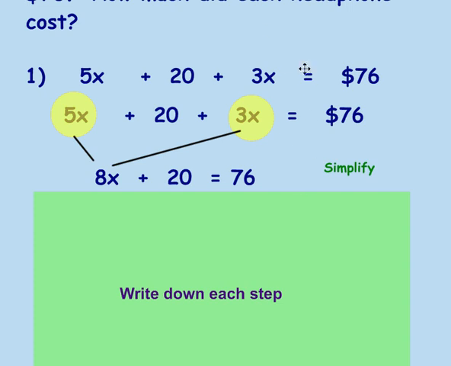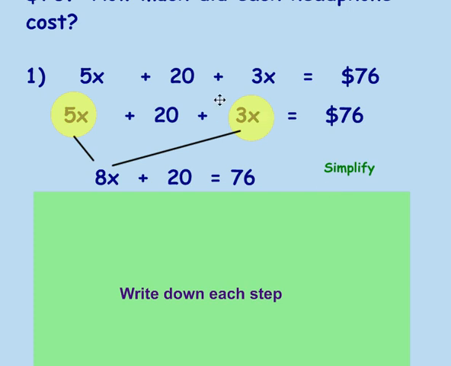Think of this equal sign as the divider. What you do to one side, you have to do the other. So I've seen kids do 3x on both sides right here and get like 2x. No, simplify it first before you start solving it. So you should have 8x plus 20 equals 76. This is a two-step equation at this point.